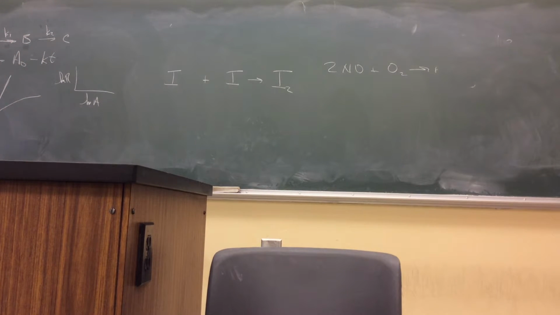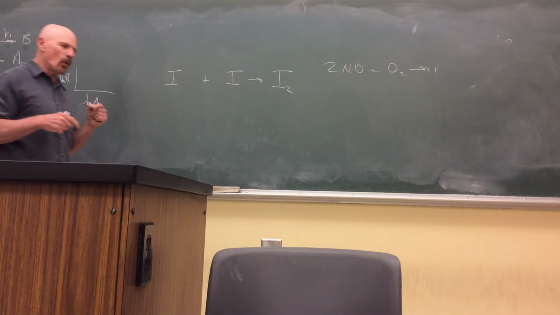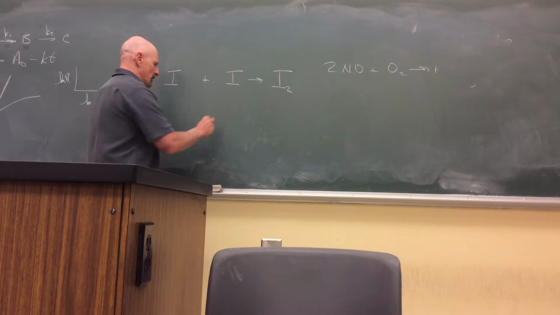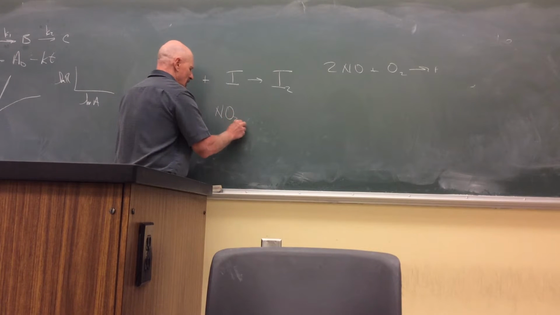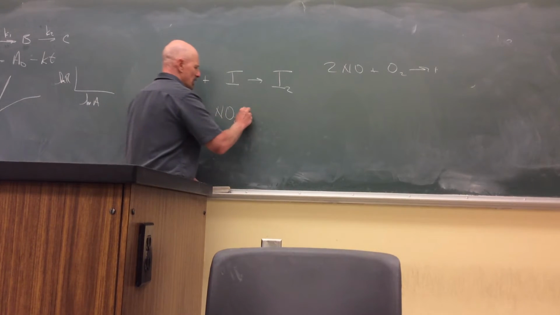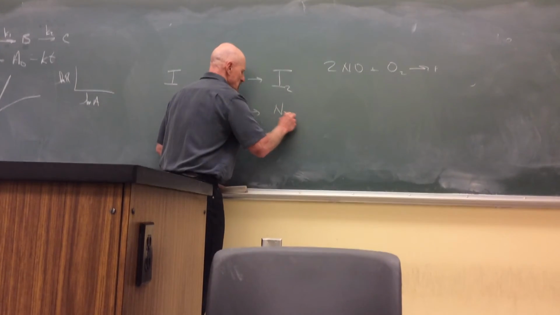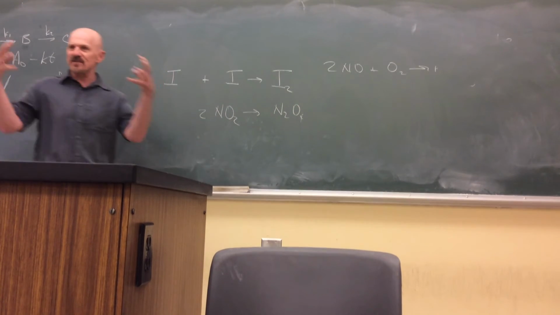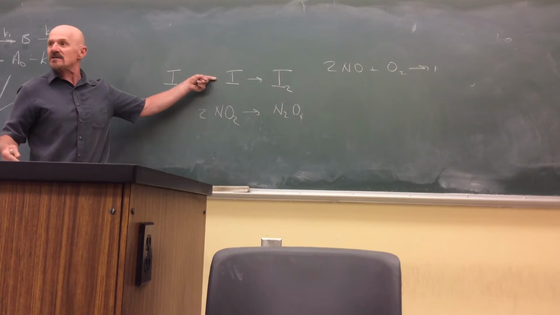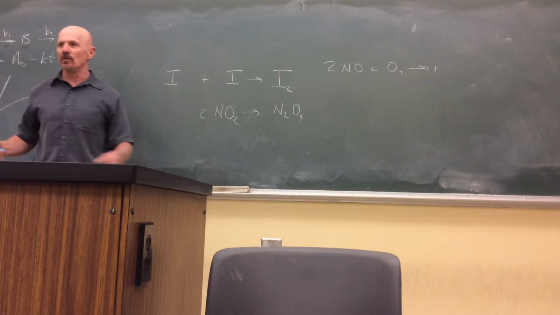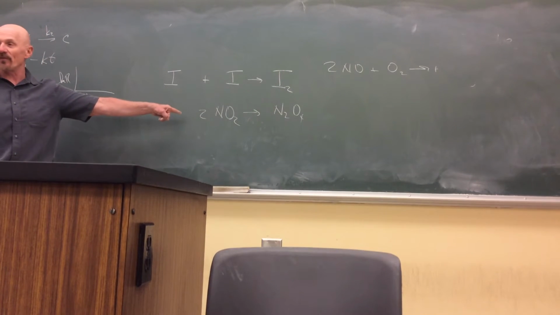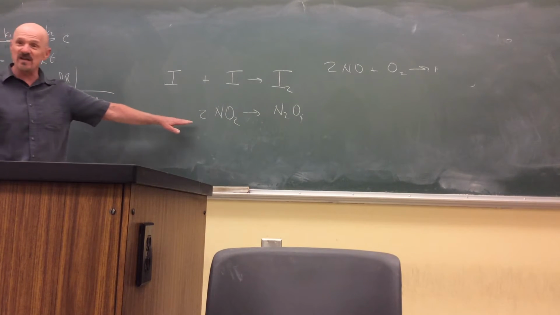Now, by the way, that would not occur if I had, let's say, a polyatomic molecule. Let's say I wanted to form a dimer. One very common example is two NO2s going to N2O4. That is a dimer. It's just like this, but it's with NO2 instead of iodine. This happens all the time. Now, this is very, very easy, no problem.